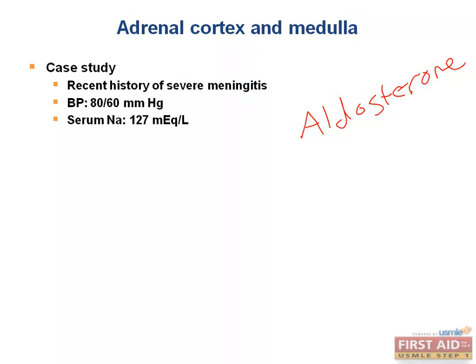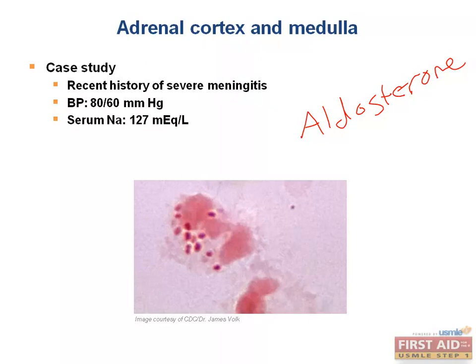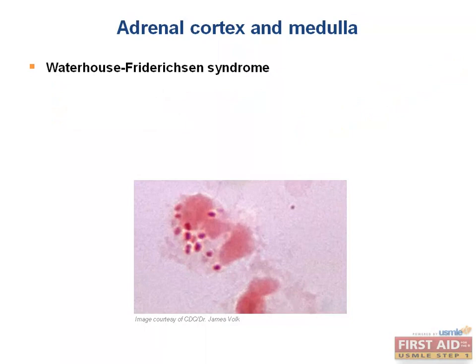Well, what if I were to tell you that the cause of this patient's meningitis was due to organisms seen here on the Gram stain? As you can see, these are gram-negative diplococci. Do you know what the underlying problem is here? Some of you may have recognized this as a cause of Waterhouse-Friderichsen syndrome. And what is the cause of his meningitis?